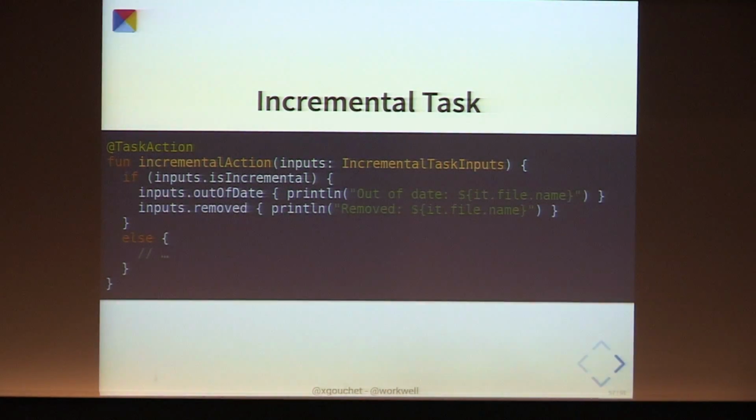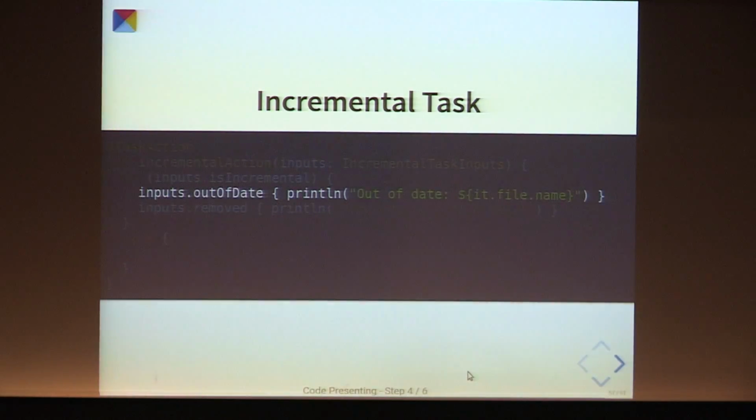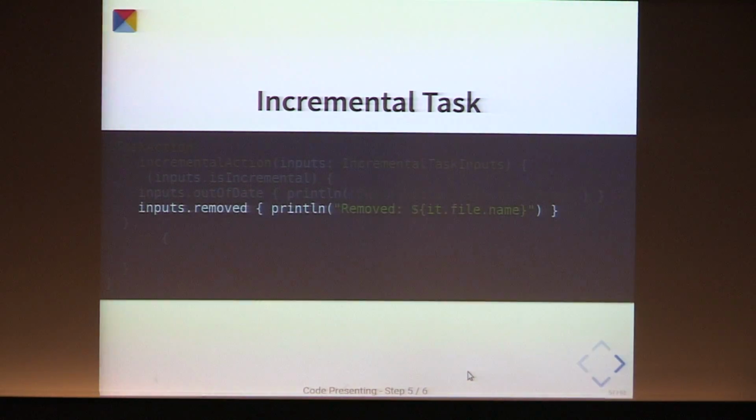You can also create incremental tasks. It's going a step further. Basically, if your task has files as input, you can say, okay, my task takes an incremental task input, where you can say, okay, I'm going to iterate over the out-of-date files and do something with them, and I'm going to iterate over the removed files and do something else. So basically, if you have some compilation or if you have source files that generate something else and only a bunch of those source files changed, you don't have to do all the process again. And if the incremental input is not supported, you just do everything from scratch.